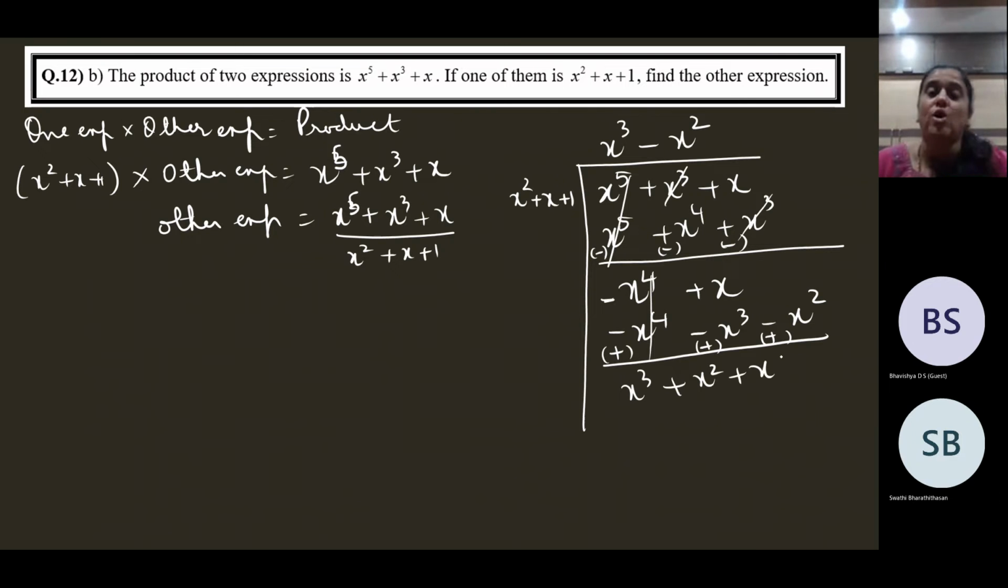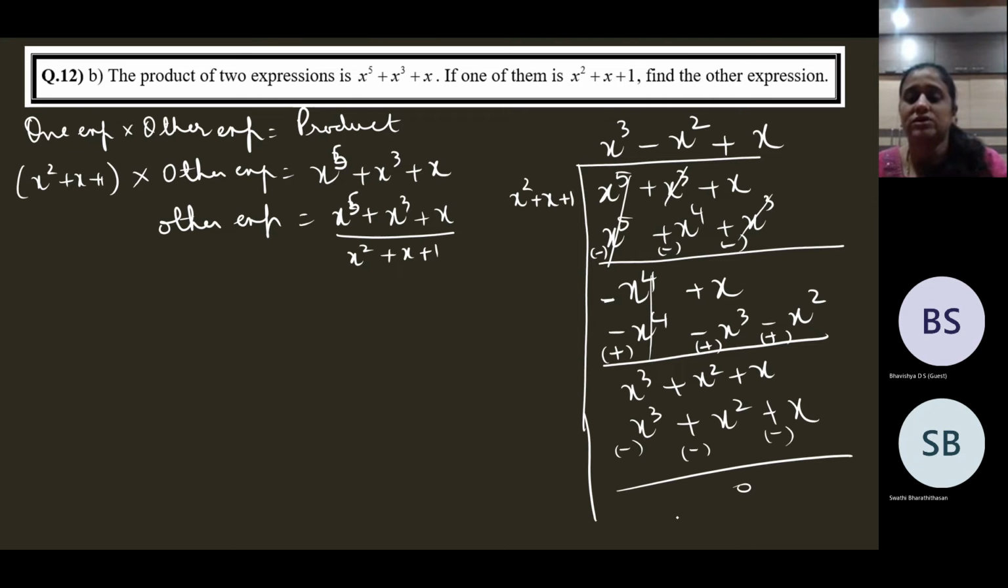I've told you writing it in order is very important. You should write it in the descending order of the powers. If you write x squared and then x cubed and then x, you will not get the division correct. Do you remember that, children? Yes, ma'am. First you should write x cubed, then x squared, then x. So x cubed plus x squared plus x, minus, minus, minus, gives 0.